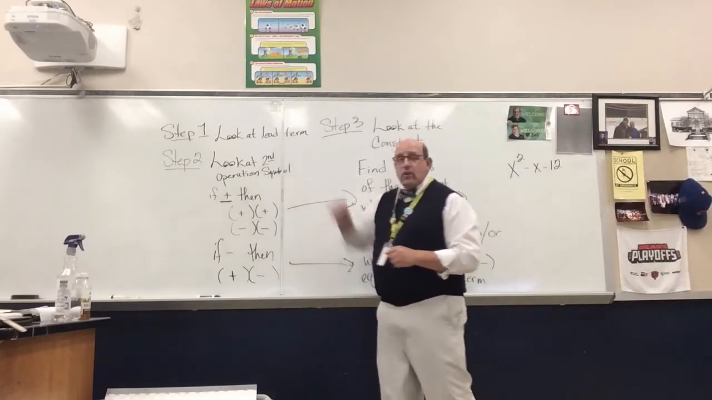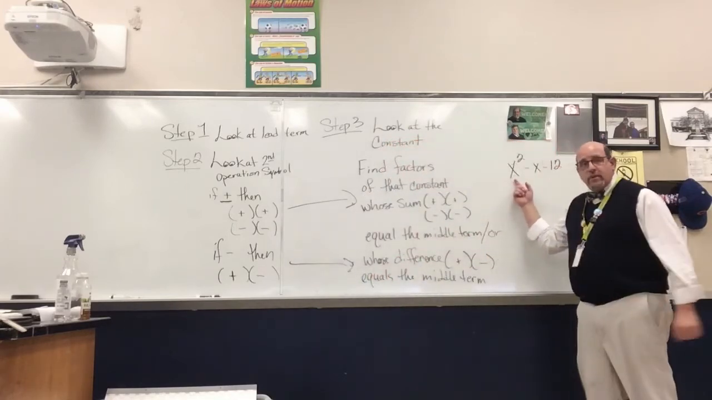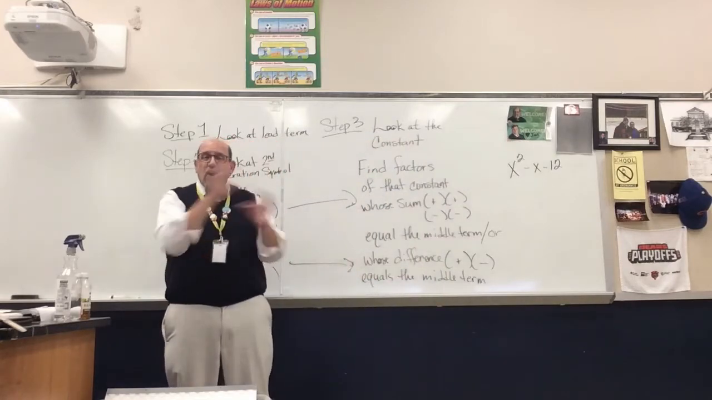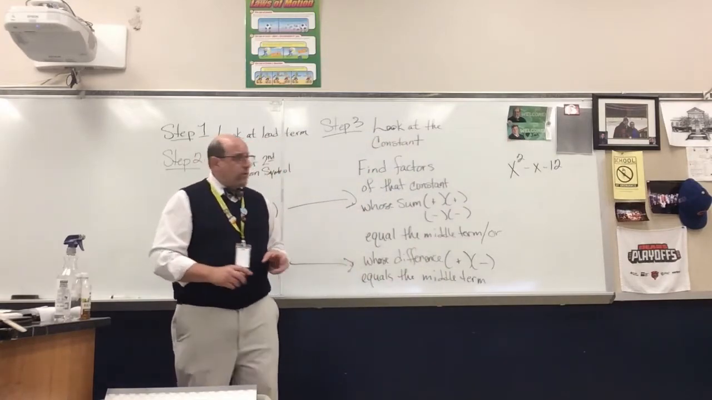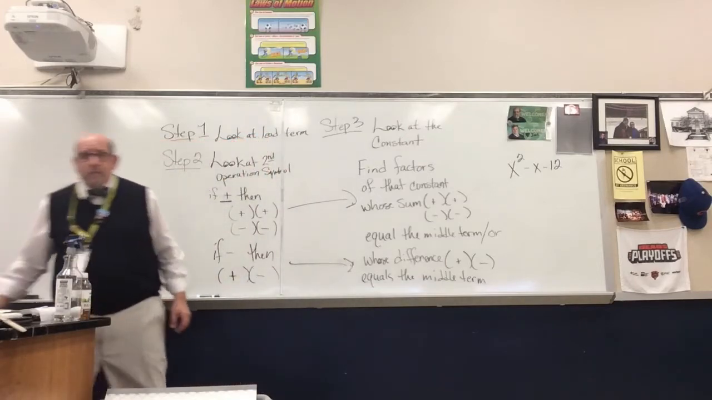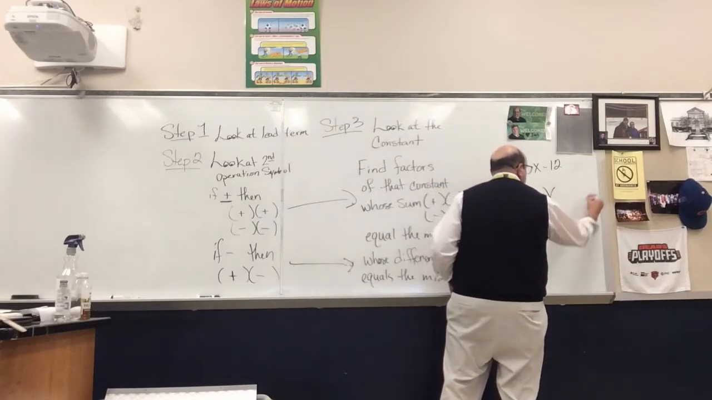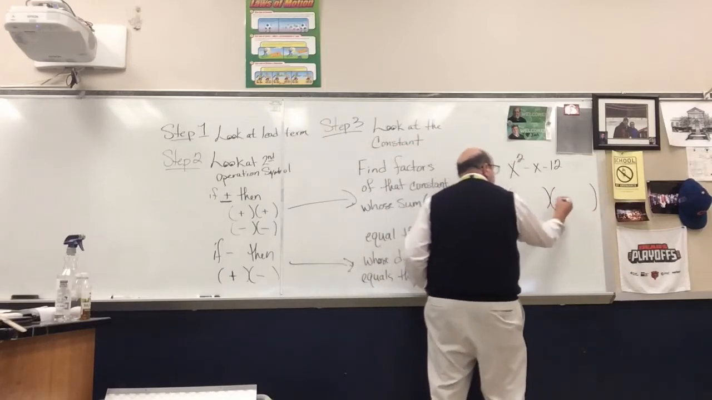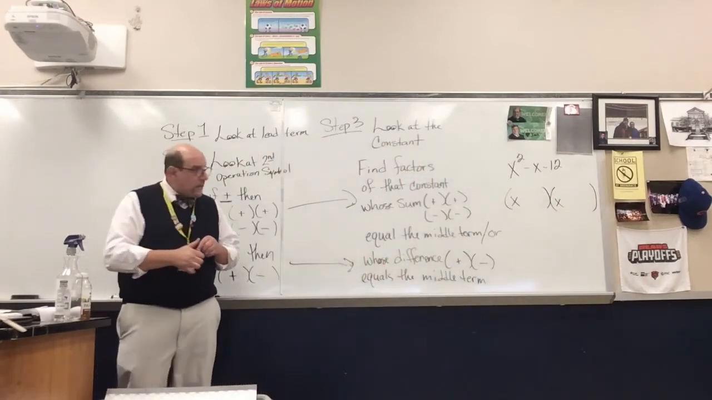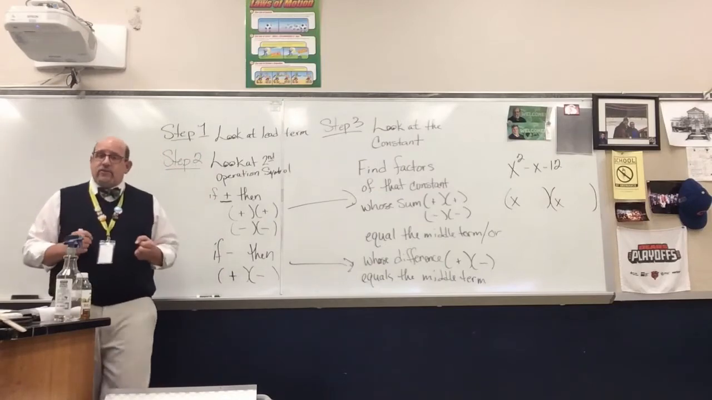Step number one, you got to look at that lead term. What that lead term is, in this one, happens to be x squared, okay? That's the lead term. If there's no coefficient, life is simple. You set up your two parentheses, and then you put in an x and an x. Okay, so here's our two sets of parentheses, x and x. That's how you get x squared, right? X times x. Step two is where the fun begins.